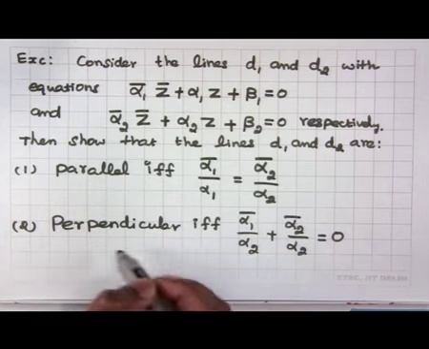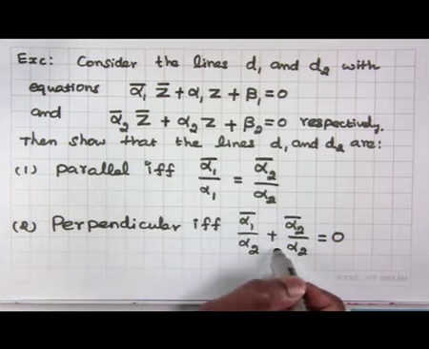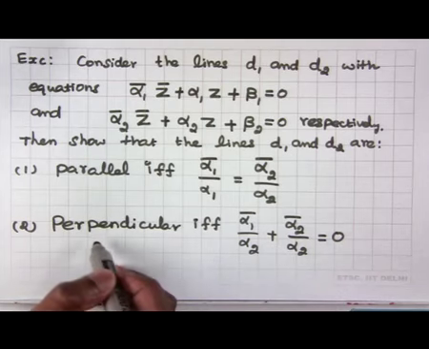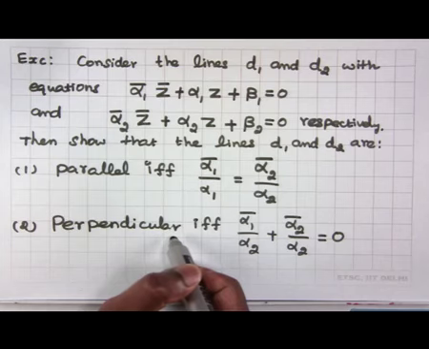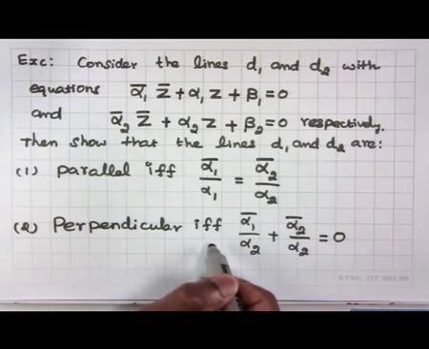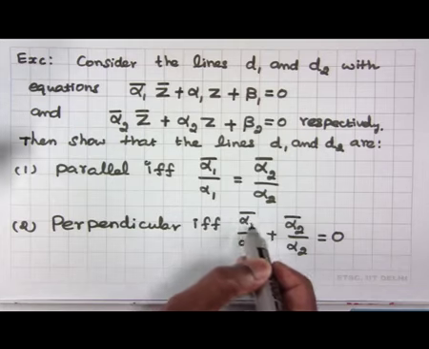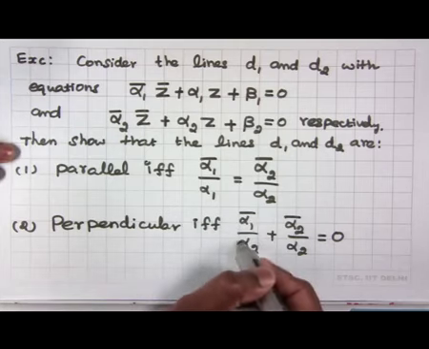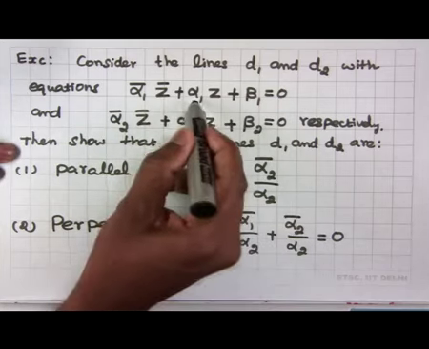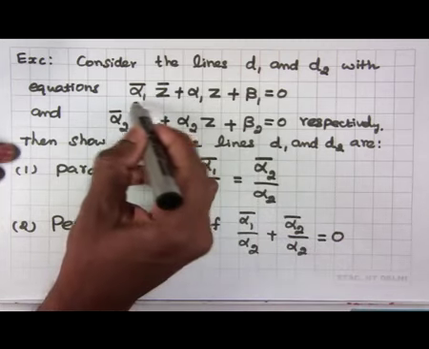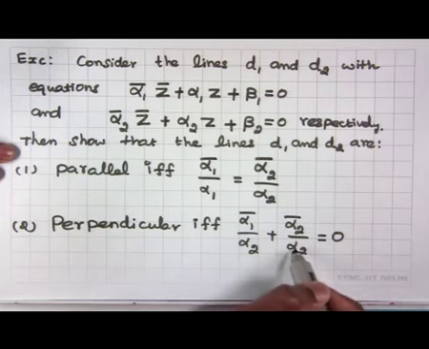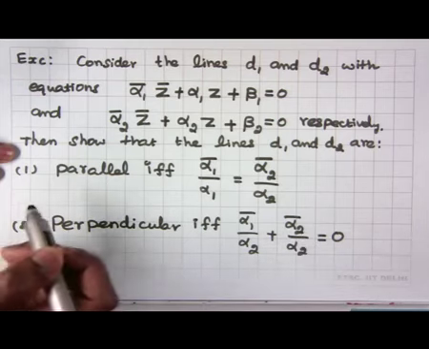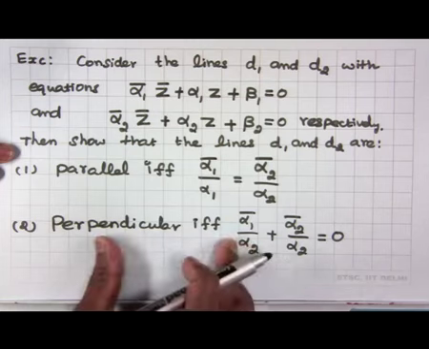And similarly, we have another expression to describe perpendicular lines. We say that two lines are perpendicular if and only if this slope factor, which we denote by alpha 1 bar by alpha 1, plus the other slope factor, their sum, must be equal to 0. Then we say that these two lines are perpendicular.